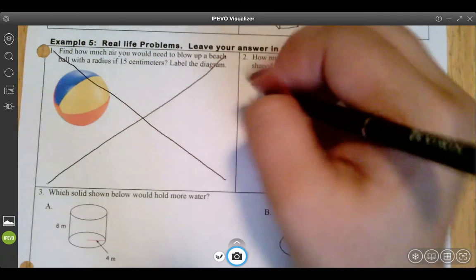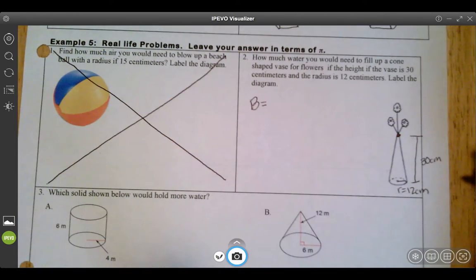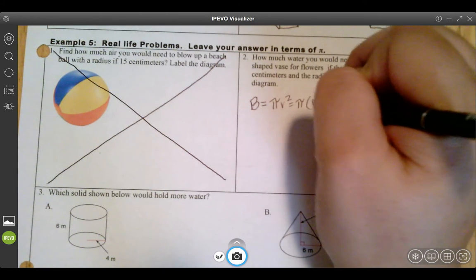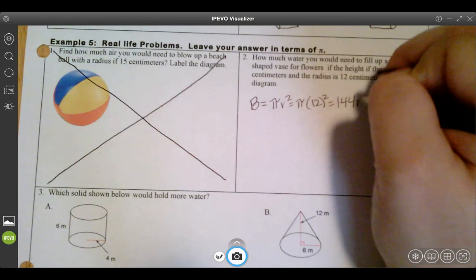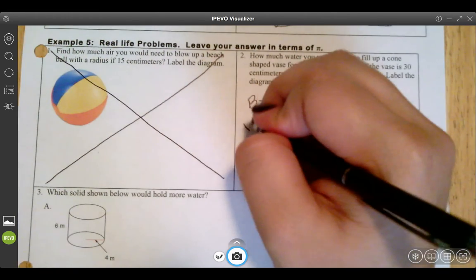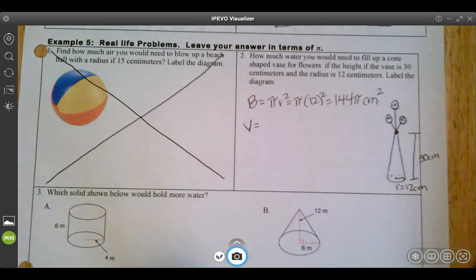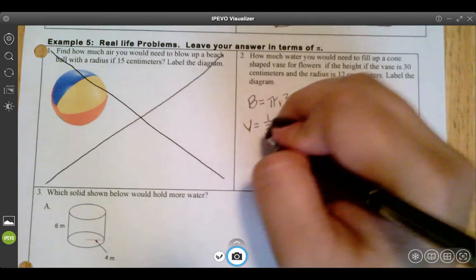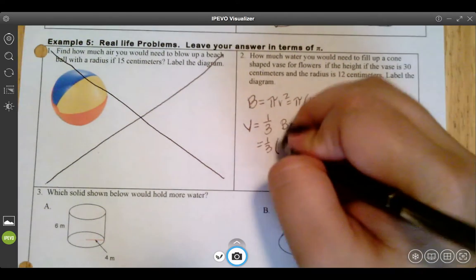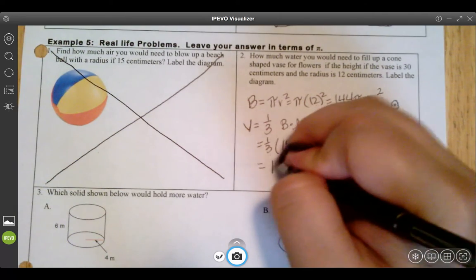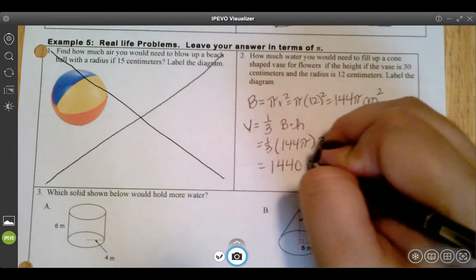Well, always starting with the area of a base. Our base here is a circle, so pi r squared. Our radius is 12, so that gives us 144 pi squared centimeters. And then we're going to use that to find the volume. This goes off to a point instead of to a side, so that is a 1/3 formula. So that's 1/3. Our base was 144 pi. Our height is 30, giving us 1,440 pi cubic centimeters for the volume.